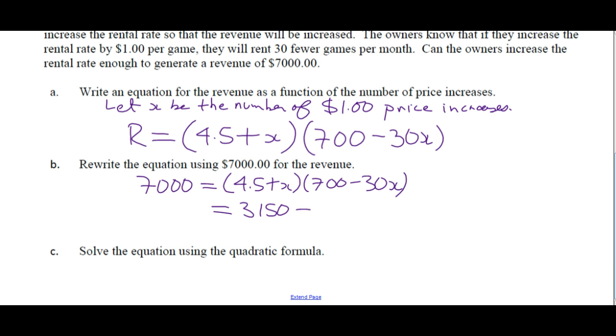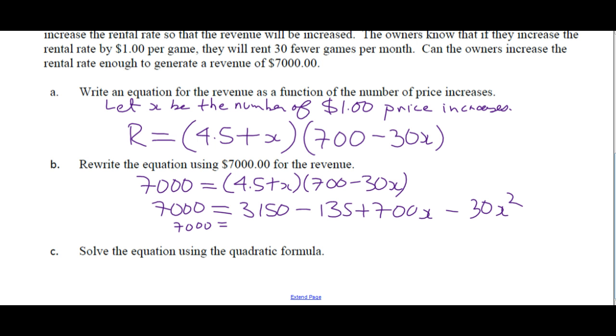30 times 4.5, 135? Check it. I'm just doing this in my head, so I don't know. Yes. Okay, so minus 135x plus 700x. Don't need a calculator to do that. Minus 30x squared. And there's 7,000 over here. If I want a positive x squared, I'm going to move everything over. But before I do that, one more line.